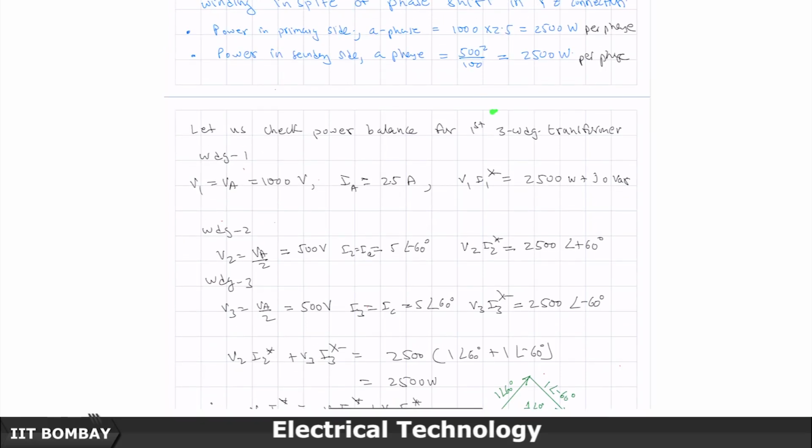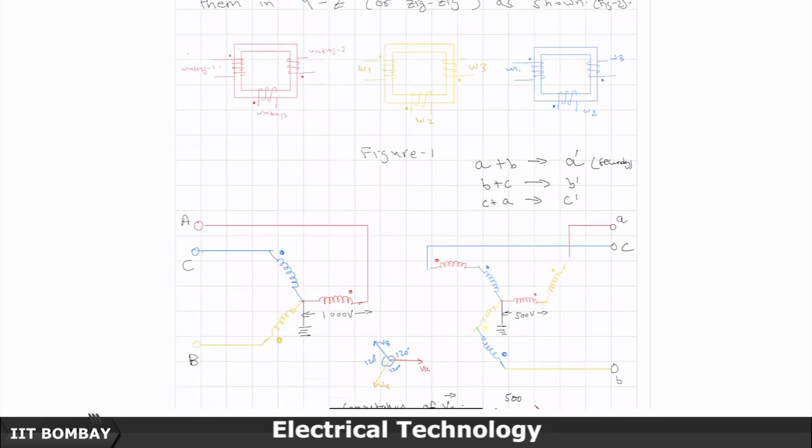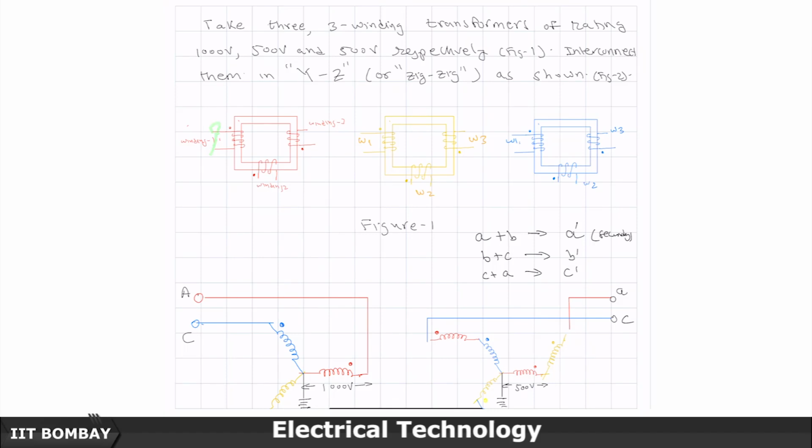So, let us check power balance for the first 3 winding transformer. Winding 1: 1000 volts is applied, 2.5 amperes at an angle 0 is flowing, so V1 I1 star will be 2500 watts plus j0, which is the unity power factor we just talked about. Now, look at winding 2. If this is 1000 volts, this is 500 and this is 500, and all the 3 are in phase. So, if this is angle 0, this is also angle 0, this is also angle 0.